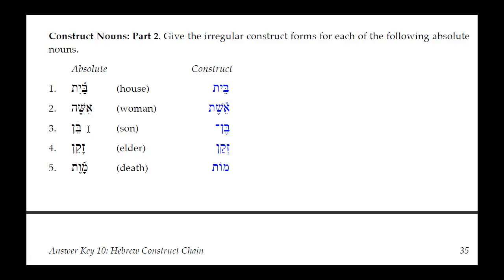Now in number 3 we have the word ben, and we're more familiar with ben than we are with bane, because we see the construct, Ben David, the son of David. But bane is the absolute form for son. And what happens is, remember, in construct the accent actually shifts to the absolute word or absolute noun.